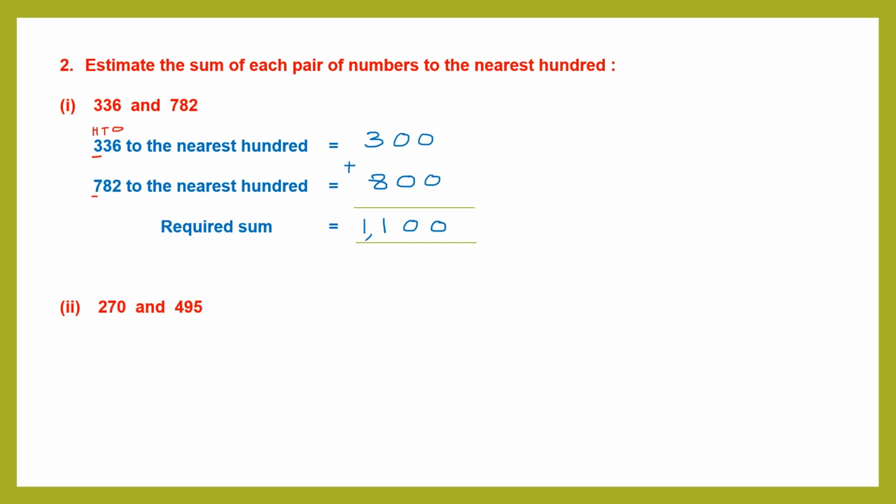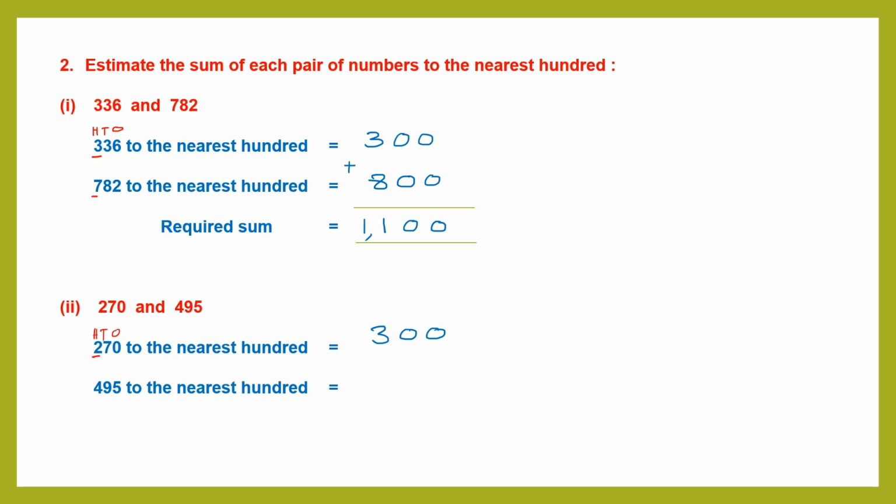Question 2. The next pair of numbers is 270 and 495. We're going to round off 270 to the nearest 100. So which is the digit in the hundreds place? Ones, tens and hundreds. 2. 2 is in the hundreds place. The digit next to 2 is more than 5. So 2 will now become 3. So that's 3 and the other two digits will become 2 zeros.